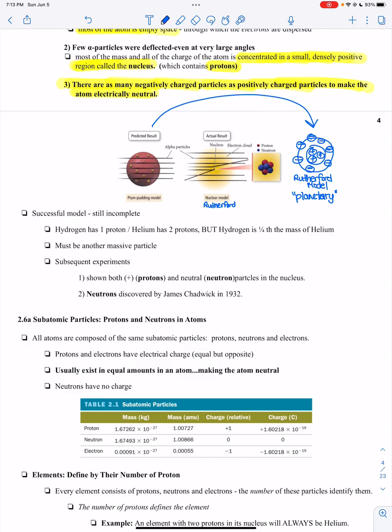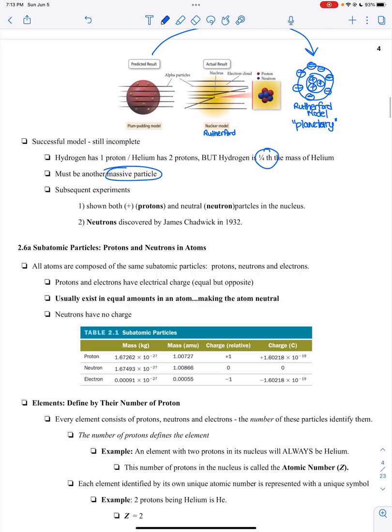So we have electrons, we have a positive center nucleus with electrons on the outside, and hydrogen has 1 proton and helium has 2 protons, but hydrogen is 1/4 the mass of helium. There must be another massive particle, and so subsequent experiments, especially by James Chadwick in 1932, figured out that there were protons that were positive and neutrons that were neutral. So now we have electrons, protons, and neutrons, where the protons and the neutrons were in the nucleus in the center, and the electrons were on the outside.